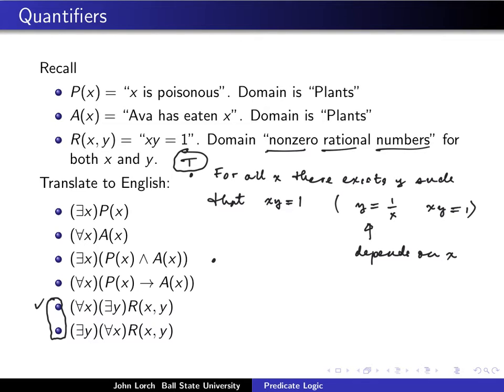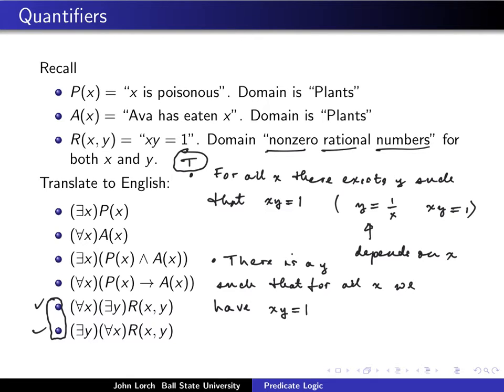So now let's move down to the 6th bullet point. The only way it differs from the 5th bullet point is that the order of the quantifiers is reversed. We have there exists a y such that for all x, we have x times y equaling 1.